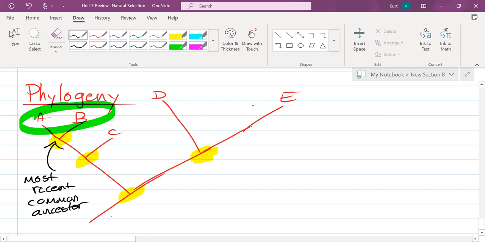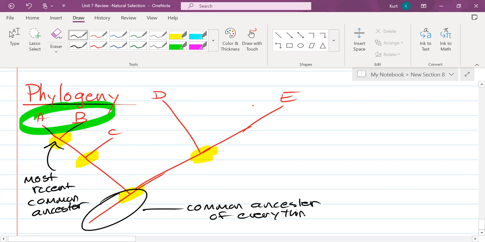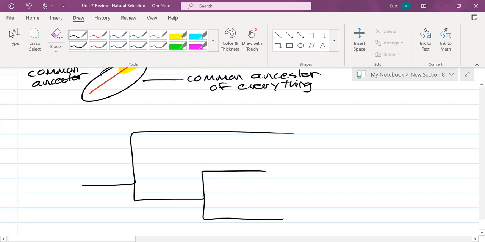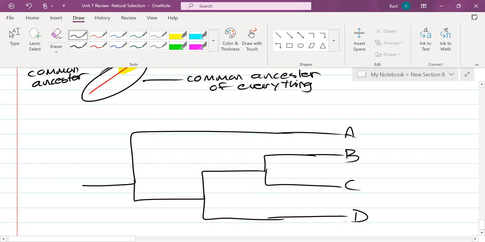What does this point right here indicate? This section of the tree. That's the common ancestor of everything. Good, good, good, good. I'm really trying to hustle here. Take a look at this cladogram. Which species are most closely related on this cladogram? B and C would be the most closely related.